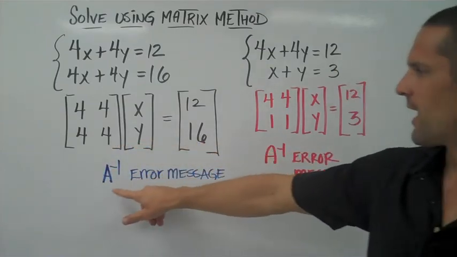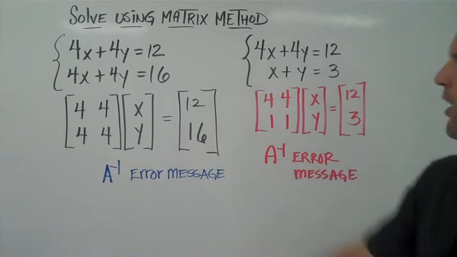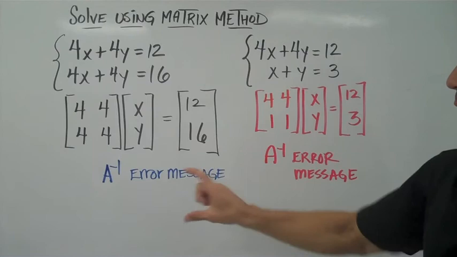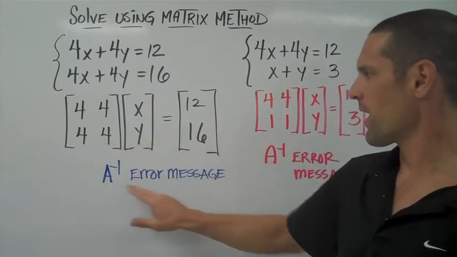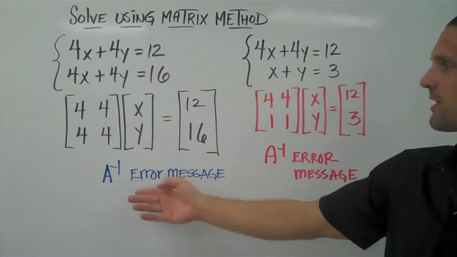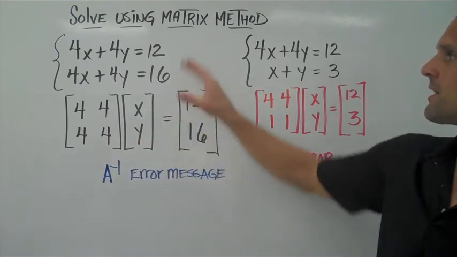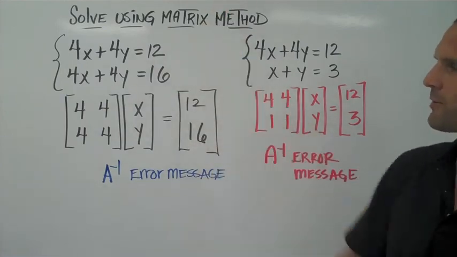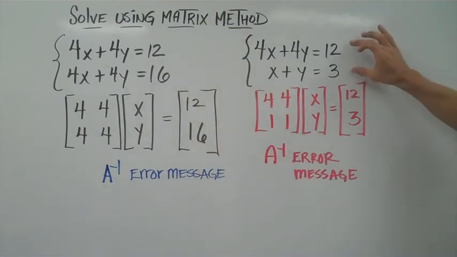When you try to find the negative 1, or the inverse, 4 times 4 minus 4 times 4, 1 over that, that's the determinant, 1 over that to get your inverse, you're going to get an error message because this is a singular matrix. These lines are, in fact, parallel, so you have to go to your old methods of substitution or elimination. Similarly, these are the same lines.